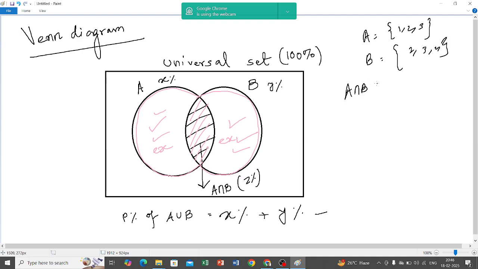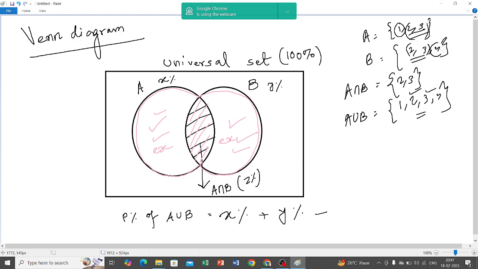What is the intersection part? Intersection part is 2 comma 3. Intersection will be the same and union will be everything. Union will be 1 2 3 and 4. See, I am not writing 2 times. When I am doing union I am not writing these two twice, I have written them only once. And their exclusive items are also written once.